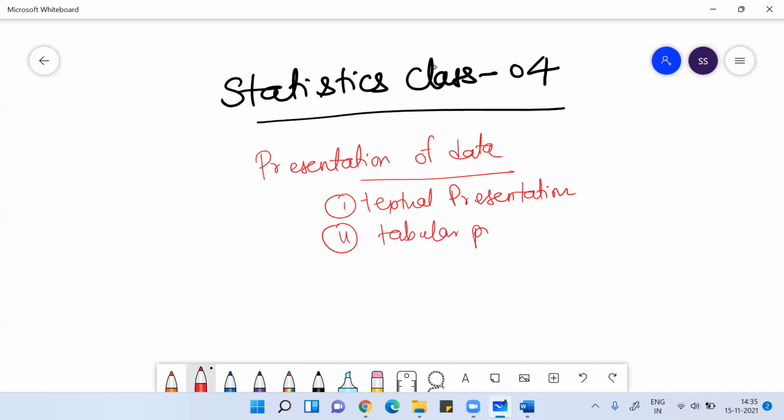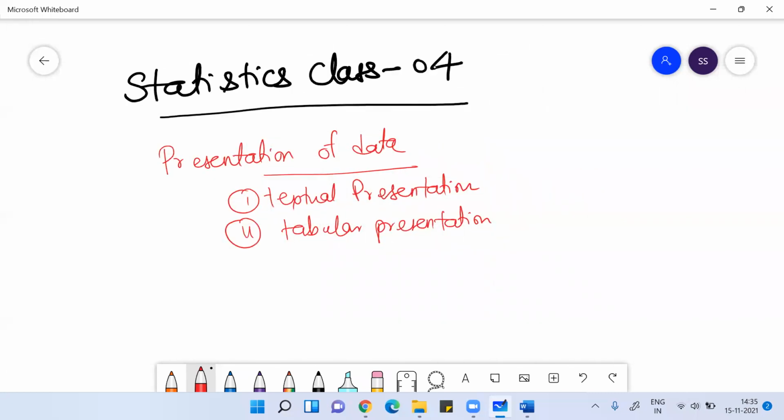So whenever we talk about presentation of the data, we can follow tabular presentation. Whenever we talk about a table, if the data is presented in the form of a table, you know every table has a heading. That is the heading of the table. Then the table has headings of the columns, that is called caption. That is called column heading.